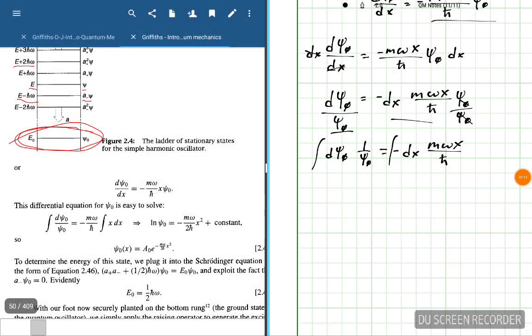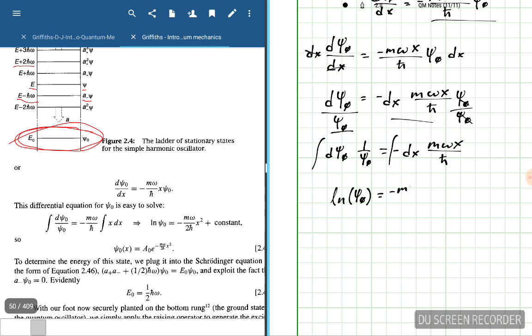So I'm just going to integrate both sides, because whatever I do to one side I can do to the other side. My integral of 1 over psi naught with respect to psi naught is just natural log of psi naught. I don't have limits here, so there is a constant. I'm just going to throw the constant onto one side because it's just a constant. I really don't care about it that much.